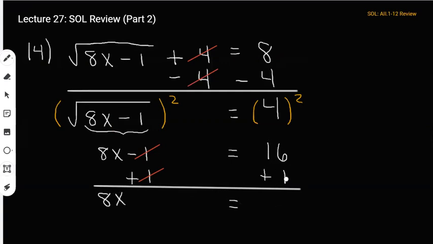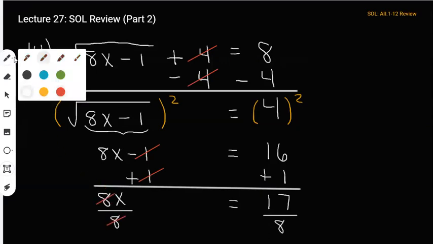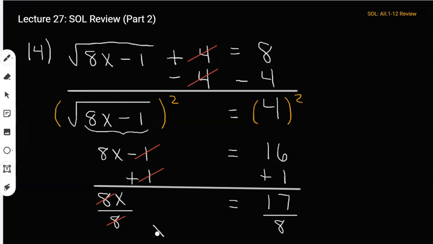Over here, 16 plus 1 is going to give me 17. And now I can divide both sides by 8 to get rid of the 8's. And I have to divide this side by 8 too. So now I'm only left with x. X equals 17 divided by 8, whatever that is.